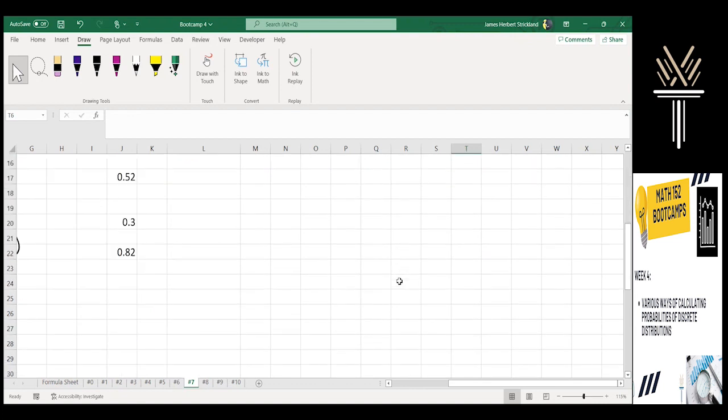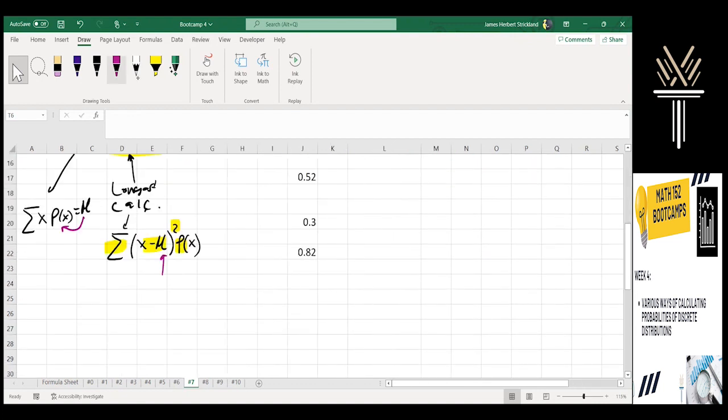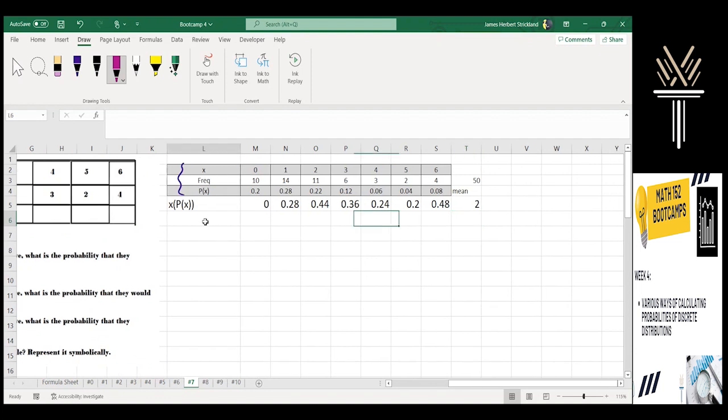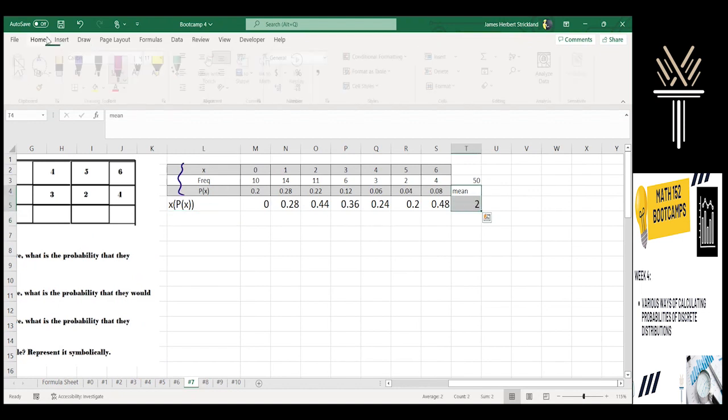Oh, and I forgot one last part of that formula. This is just variance. And when you add the square root, we now have standard deviation. Variance is the inside part. As we know, if you take the square root of variance, you get standard deviation, as I showed in the previous boot camp. So x times p of x is that calculation. We found the sum. So here is our needed mean.